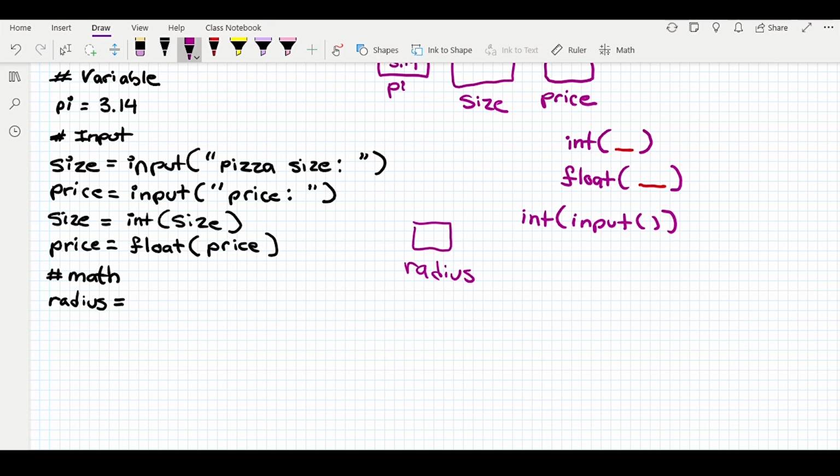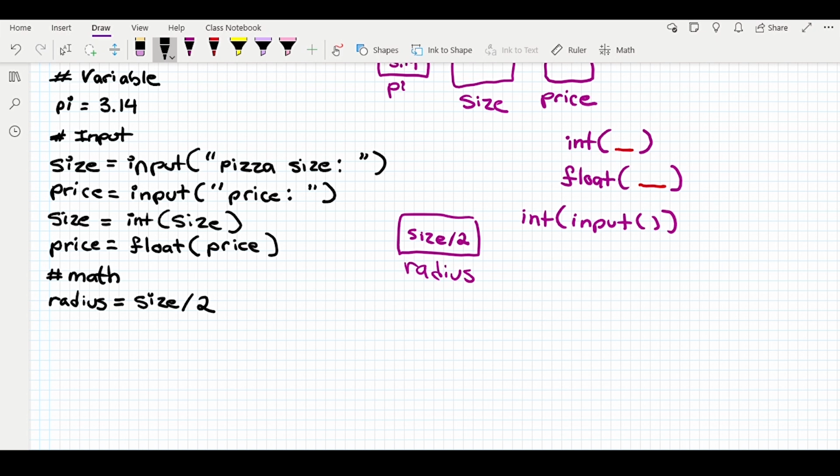And it is going to be equal to the value that is the size divided by 2. So radius equals size divided by 2. And what that looks like in code is radius is equal to size divided by 2. Cool. Now we have the radius.